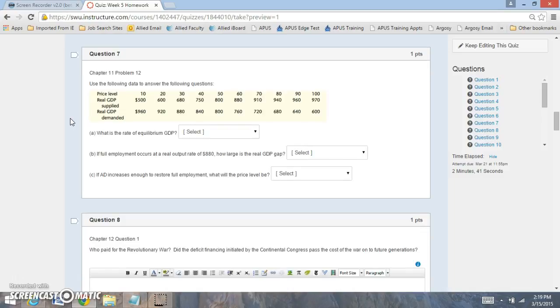Question 7, you're looking at real GDP of an economy from this. You're looking to see where real GDP supplied equals demanded. So it's at 800. So you're going to find out where that is. That's the equilibrium. If full employment occurs at 880, but our equilibrium is 800, so we're not at our potential. How large is the gap? So you want to look at how large the gap is. If AD increases enough to restore full employment, what will the price level be? So if we need to get to 880, what will it be if that was our full employment level?